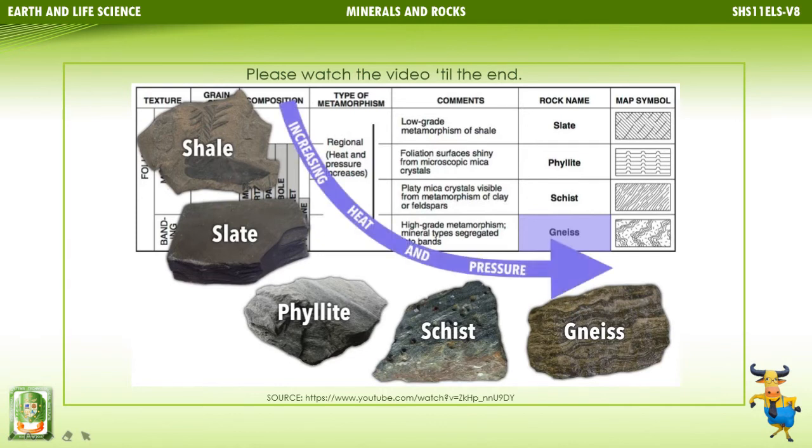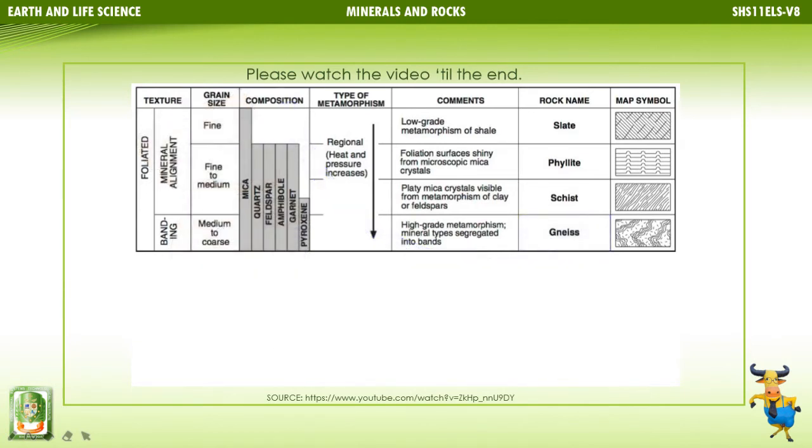So this is a result of increasing heat and pressure within the Earth's crust. So those are our regional metamorphism rocks. Notice something, they are all referred to as being foliated, and what that means is that pressure is causing the minerals within the rocks to almost line up with each other.